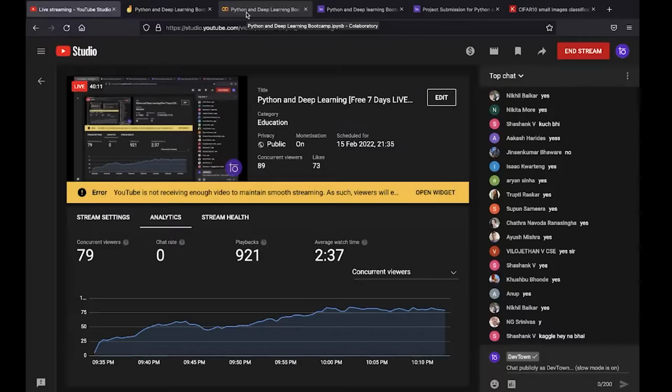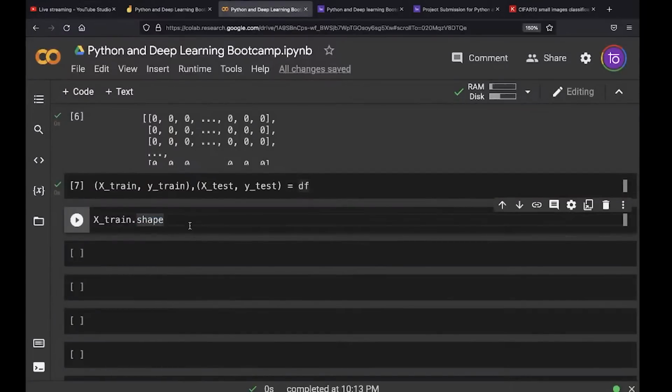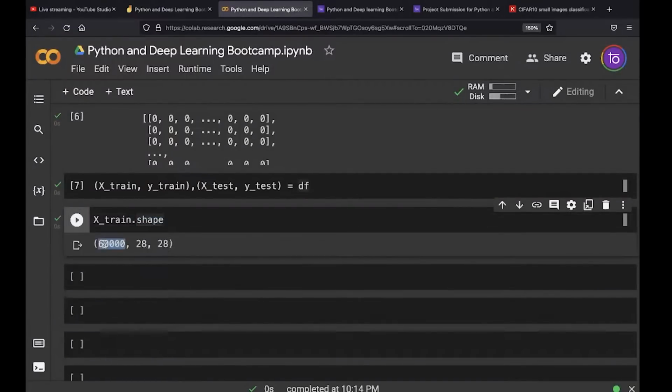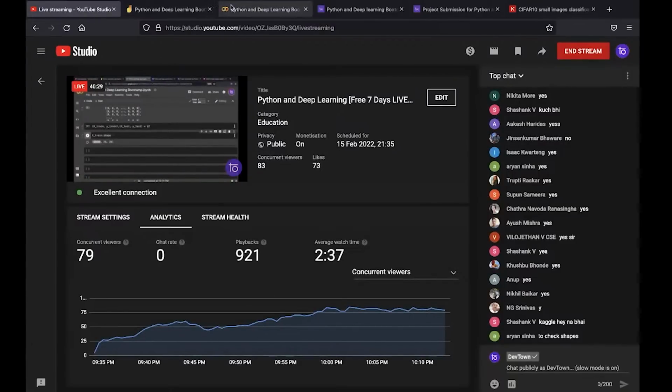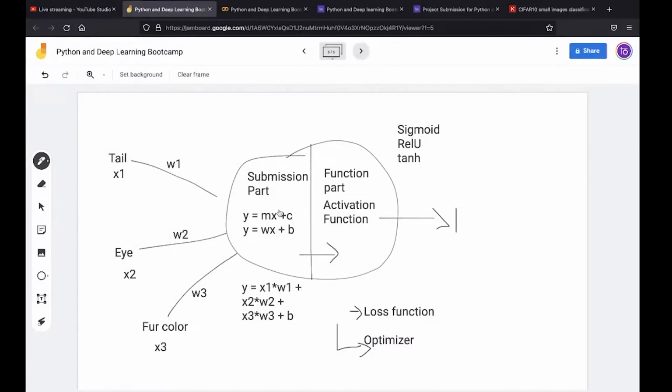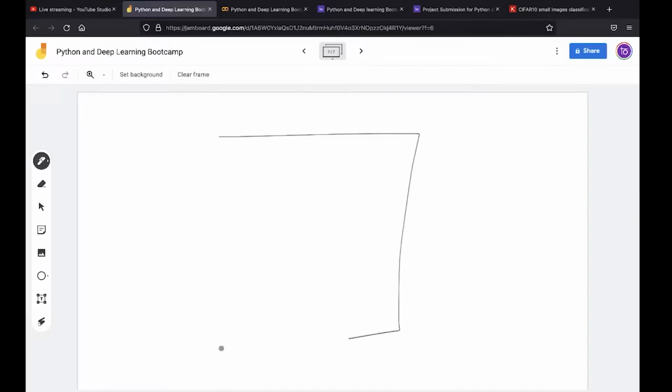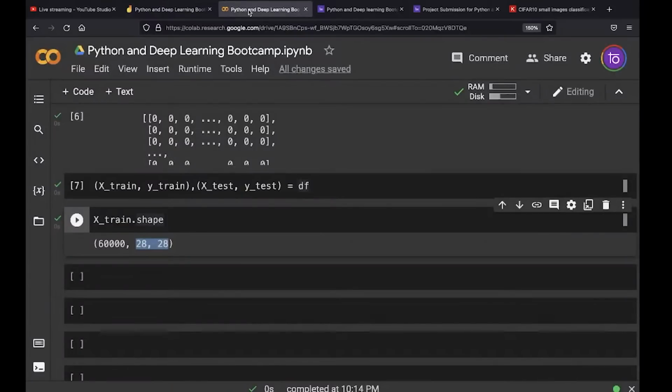No one? Okay, so the shape function tells me how many rows there are, how many columns there are, and how many total matrices are present. If I run this, it says there are 60,000 images, and each image has a resolution of 28 by 28. That means 28 pixels in a single row and 28 pixels in a single column. And 60,000 images have been given for the training dataset.